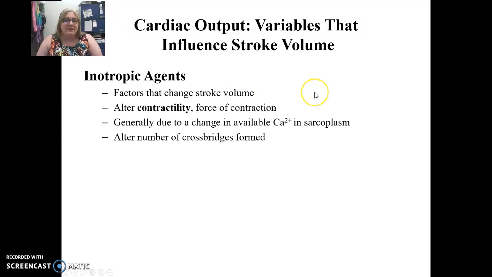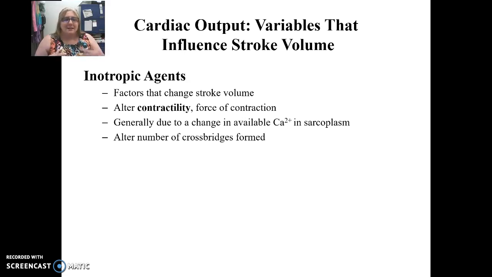Inotropic agents are factors that influence the contractility of the heart. So typically you're looking at changes in the amount of calcium that is going to be released. Remember from last semester in chapter 10, we talked about muscle contractions. Calcium has to bind to troponin. Troponin and tropomyosin move off of actin. Actin and myosin get together and a contraction occurs, right? Well, this is true for skeletal muscle and cardiac muscle.